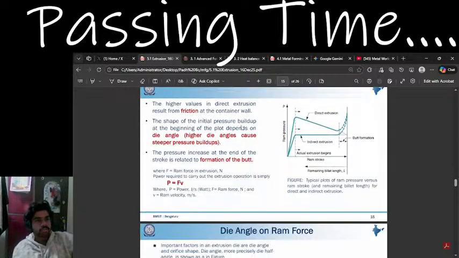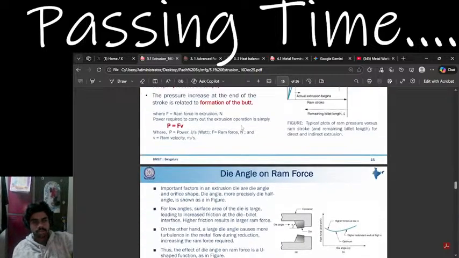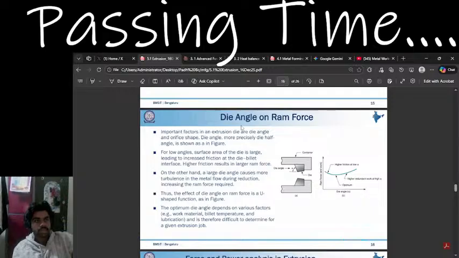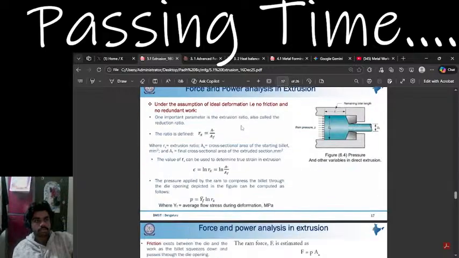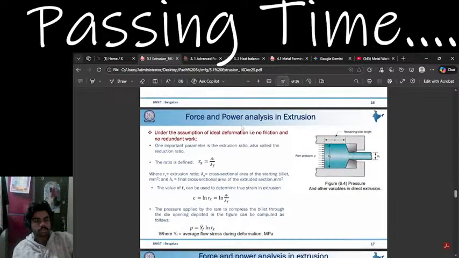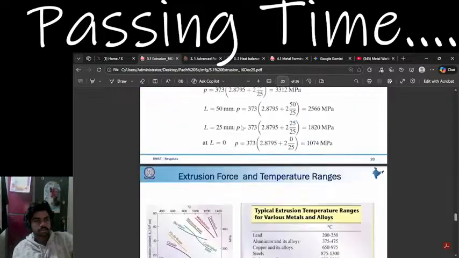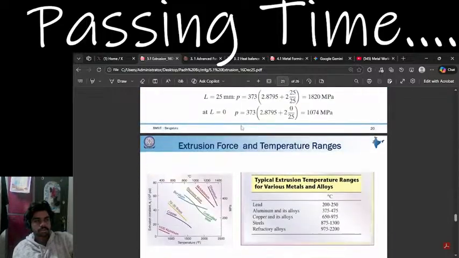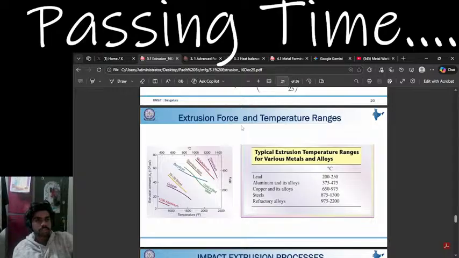I can't read it, I'm not able to focus. Diagram on the ram force. Extrusion force and temperature ranges.